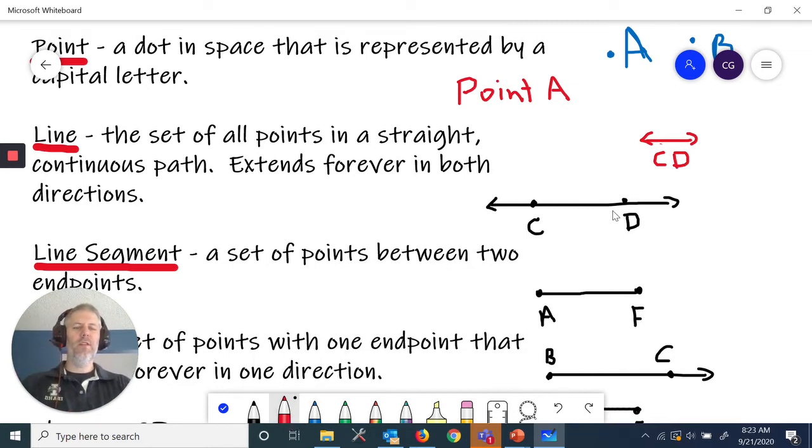C and D are 2 points on the line. Could be any 2 points, even ones I haven't labeled, but you'd have to label it and give it a name. And then the line with the arrows, okay?